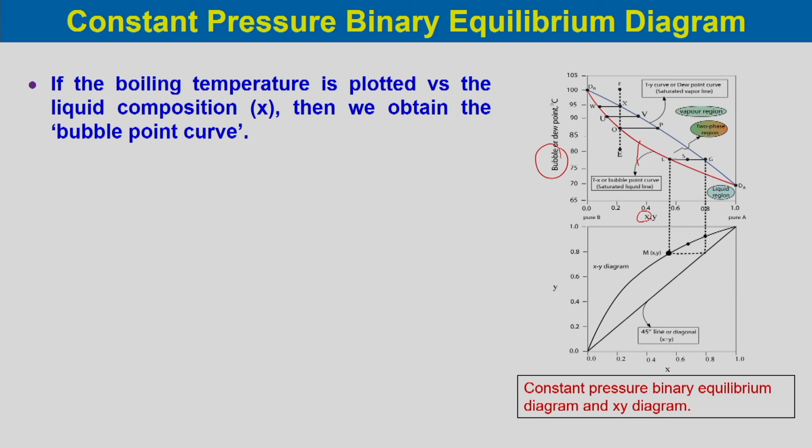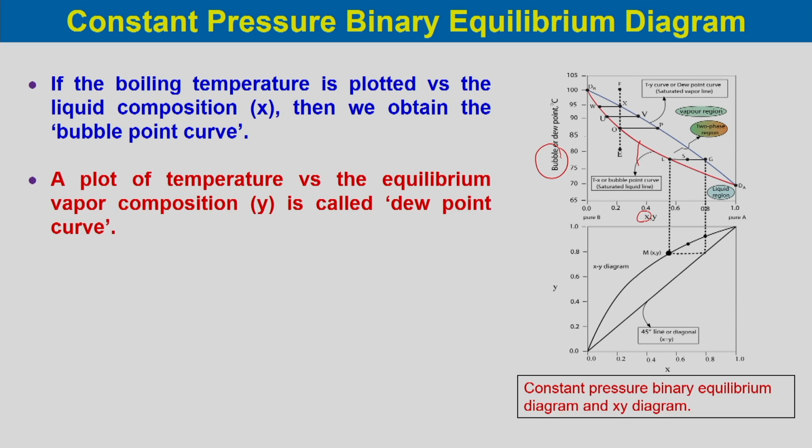So, this is Tx, the bottom curve, the red line over here, the Tx or bubble point curve or saturated liquid line. Now, a plot of temperature and the equilibrium vapor composition, that is y, is called the dew point curve. In the upper figure you can see the blue line over here, which is the Ty curve or the dew point curve or saturated vapor line. On the y axis we have the bubble point or dew point temperature, and on the x axis you have mole fractions x or y.